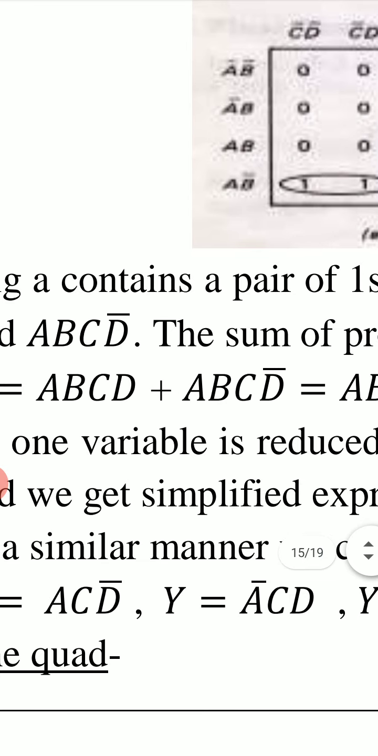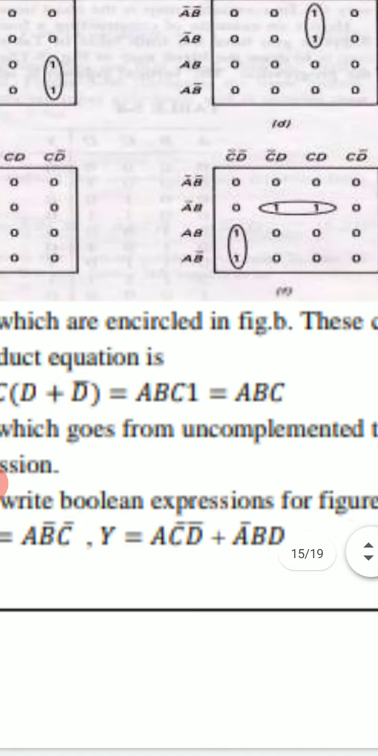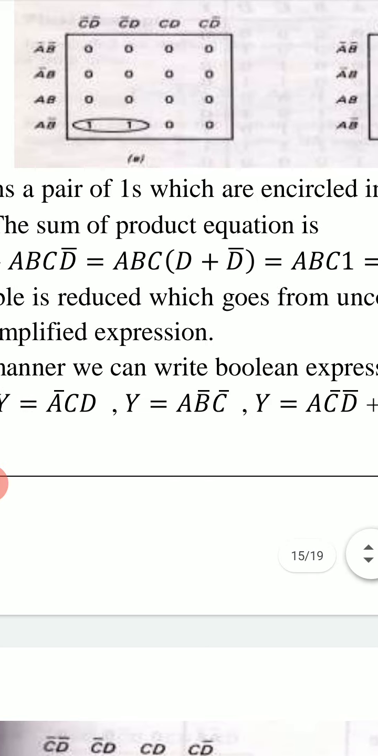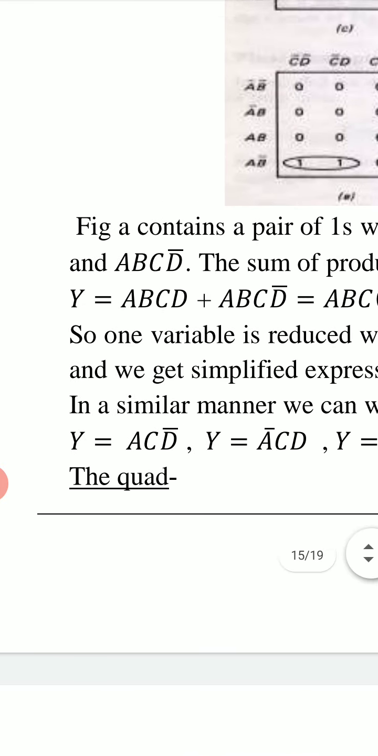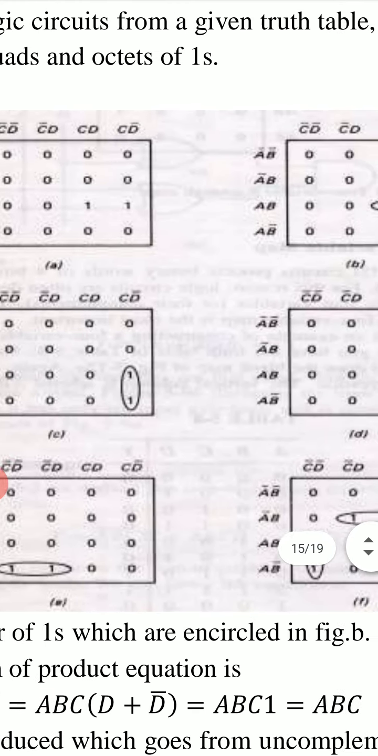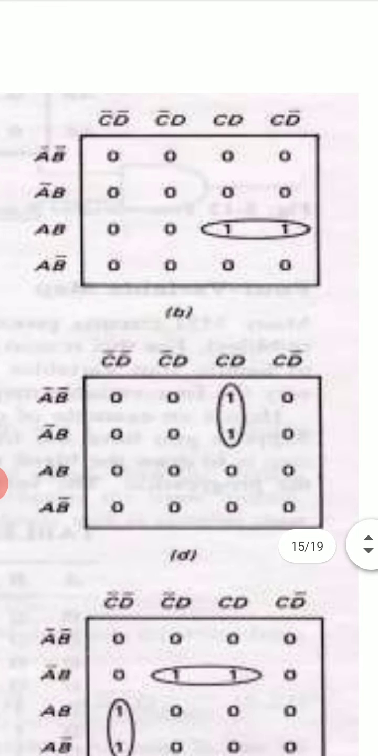Figure A contains a pair of ones which are encircled in figure B. These correspond to products ABCD and ABCD bar. This is the figure B. We encircle a pair of ones. The first one corresponds to fundamental product ABCD and the second one corresponds to fundamental product ABCD bar.